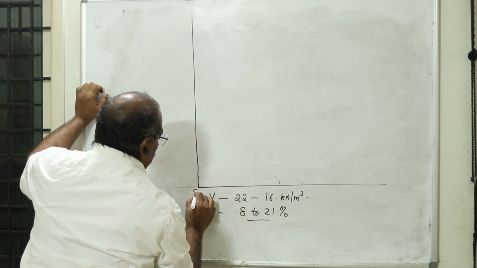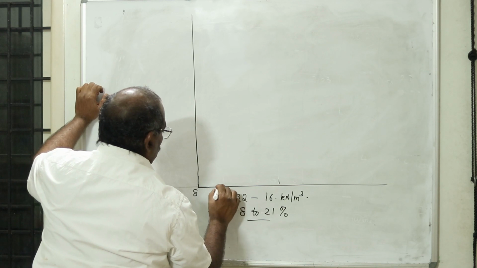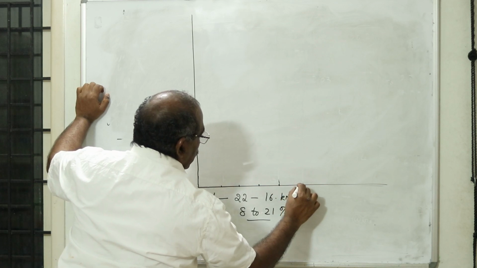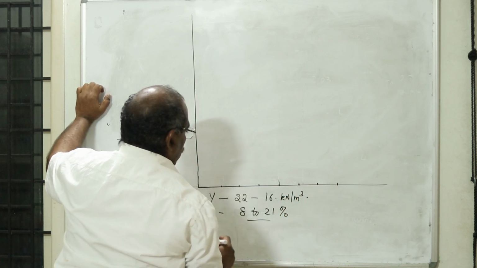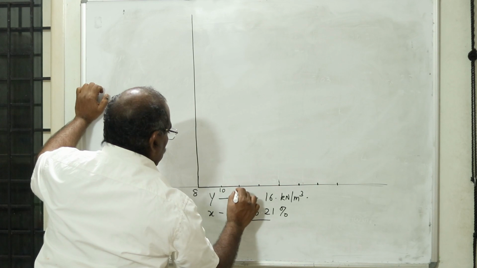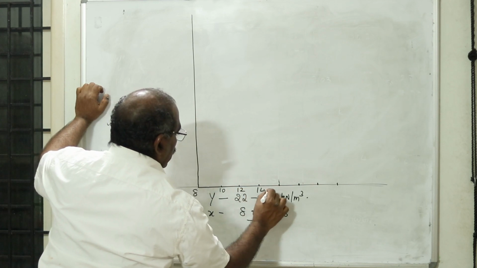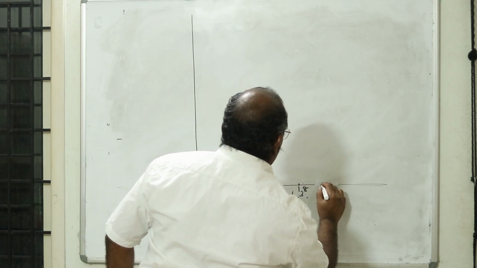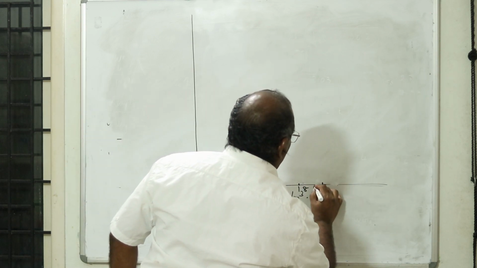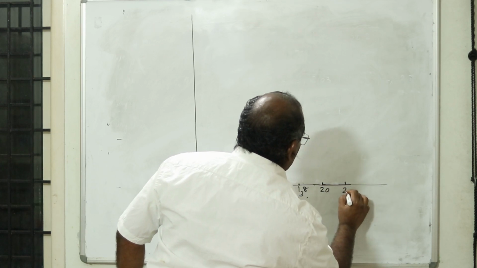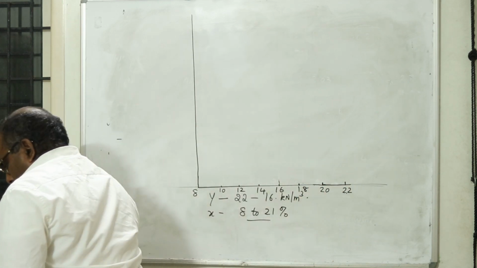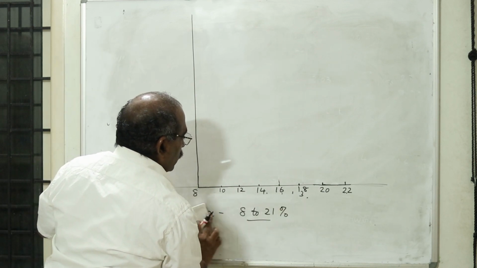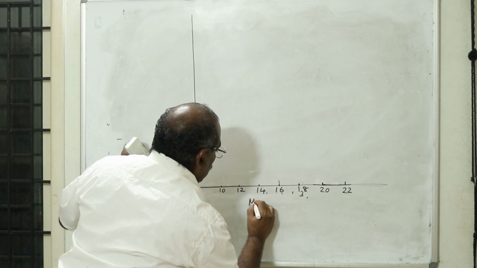Starting from 8%, I have to go 8, 10, 12, 14, 16, 18, 20, and 22. Now let me make space for this. This is moisture content.